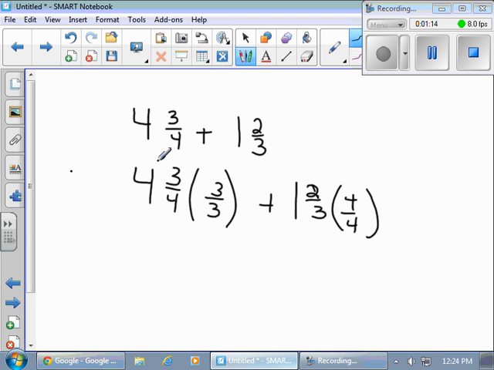Now I'm going to go back and multiply. The whole number stays the same. It doesn't get multiplied. Well, it technically does, but what's 4 times 1? 4. So he really doesn't change. The part that's going to change is right here. So what's 3 times 3? And what's 4 times 3? Plus 1. What is this?